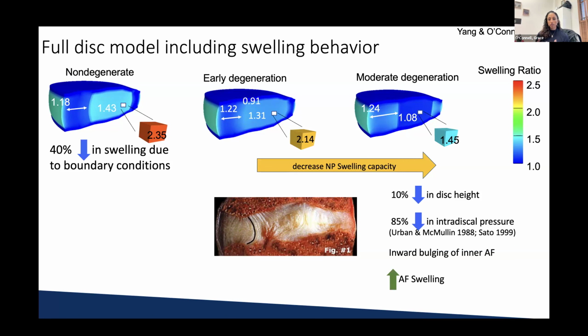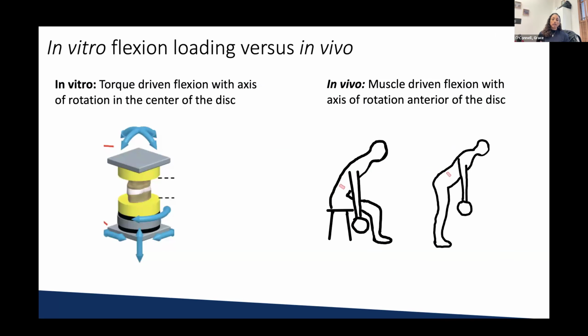The annulus fibrosus, which still has some swelling capacity, took over and increased in volume due to that. So to be able to predict failure and to study joint failure, we need to apply loads here. So that was our next step. And with computational modeling, we are very flexible in being able to apply a range of loading situations.